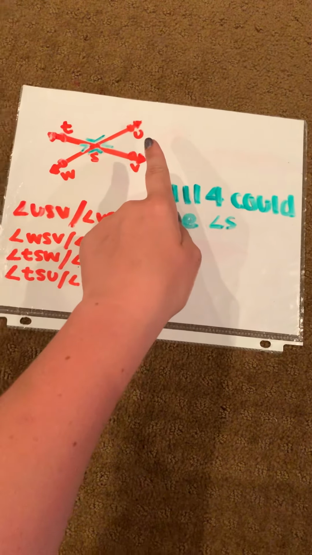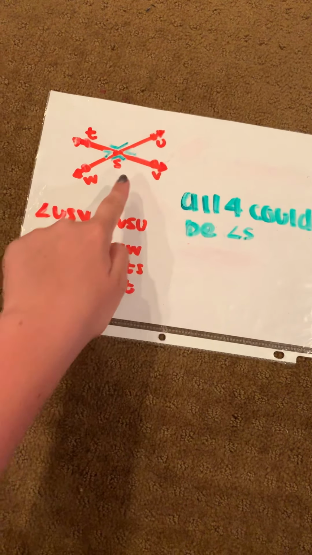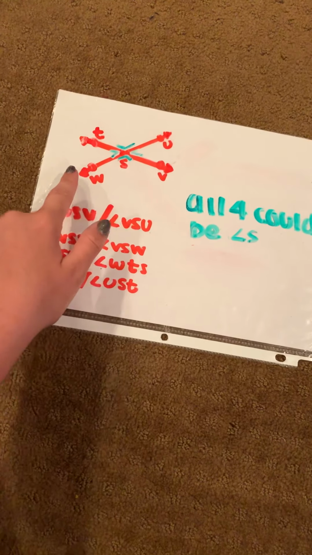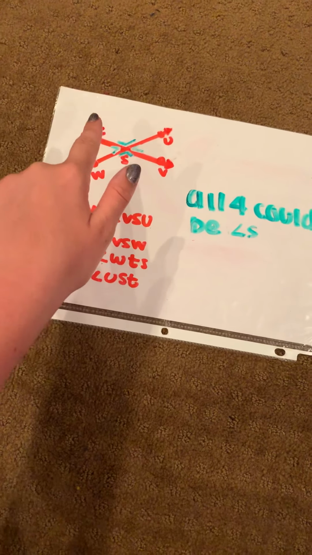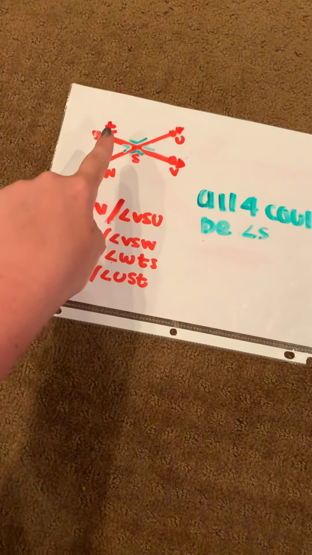So this one could either be USV or VSU. This one here could be WSV or VSW. This one could be WST or TSW. And this one could be TSU or UST.